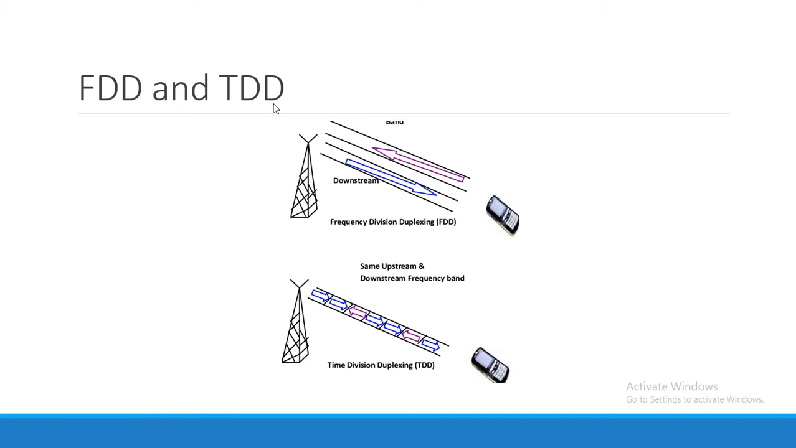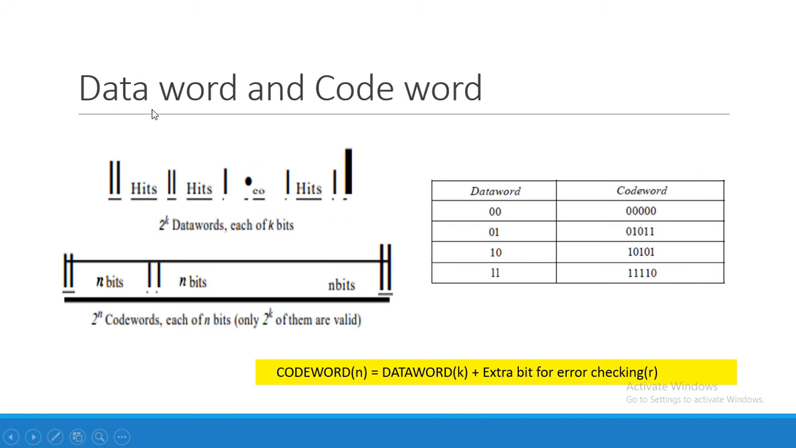FDD is frequency division duplex. It uses different frequencies for uplinks and downlinks. As you can see in the image, it uses two frequencies. In TDD, or time division duplex, it uses different time slots for uplinks and downlinks, but both operate in the same frequency. Here in this image, you can see that both uplinks and downlinks have the same frequency.